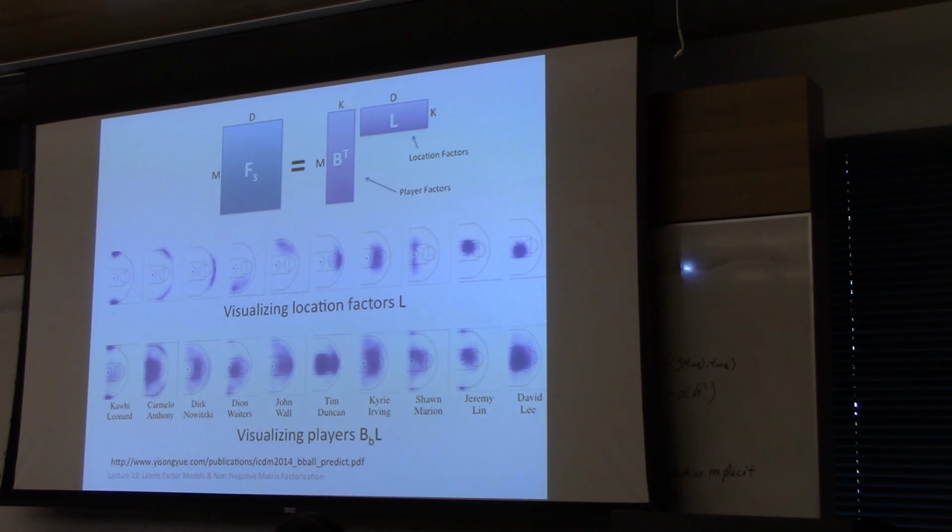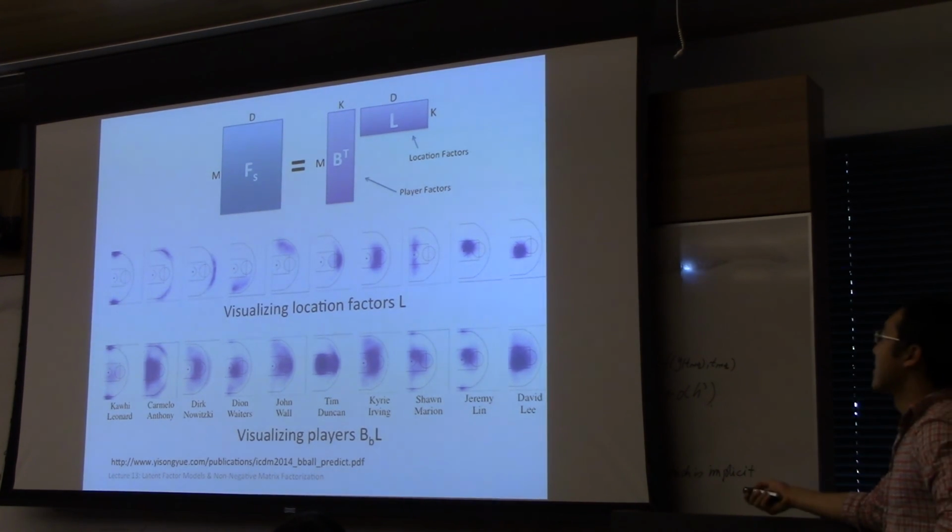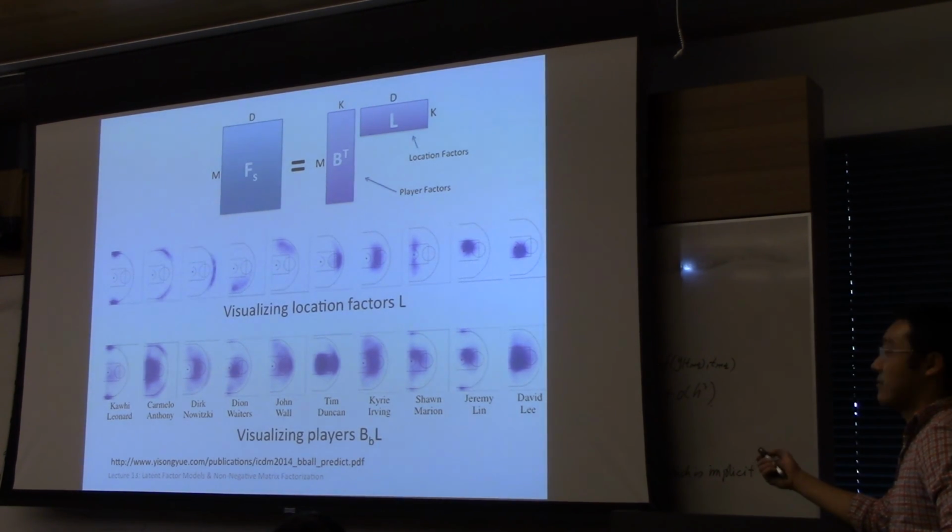where we assume that this matrix of shot charts can be decomposed into a non-negative matrix factorization of player factors and location factors, such that how likely someone is to shoot from a location is simply the inner product of this guy and this guy, where B is the player and L is the location.